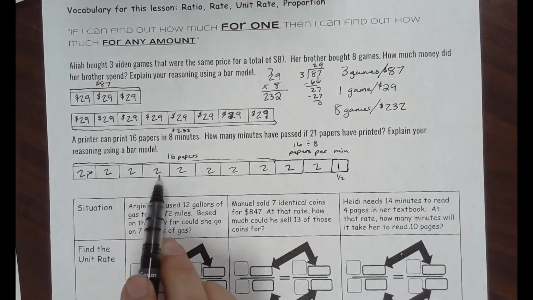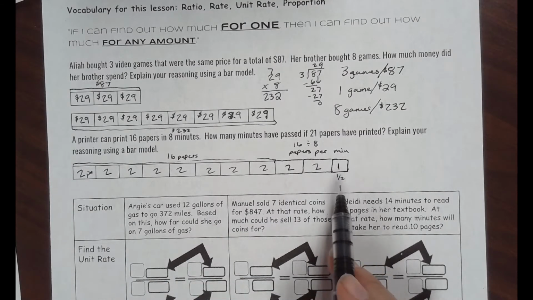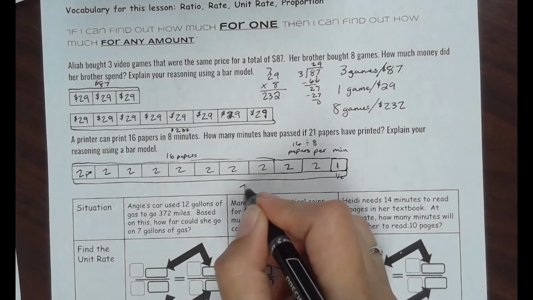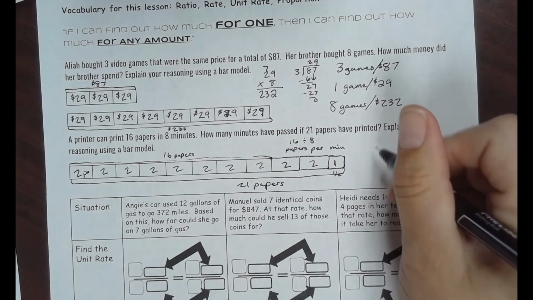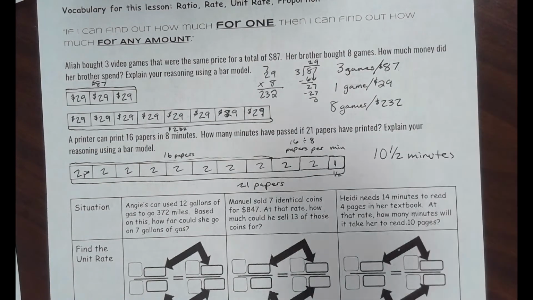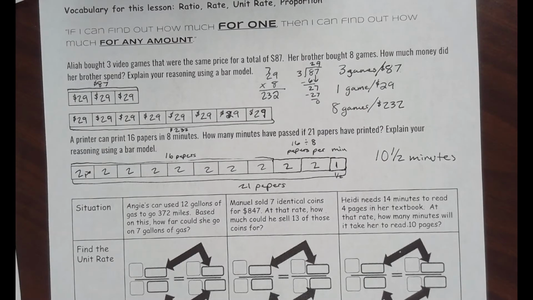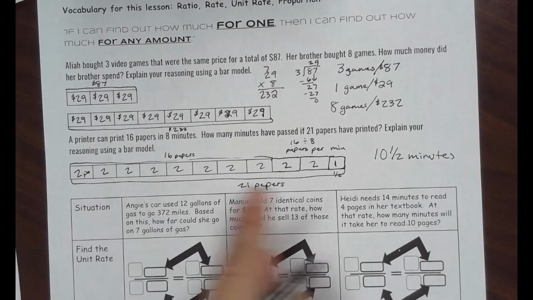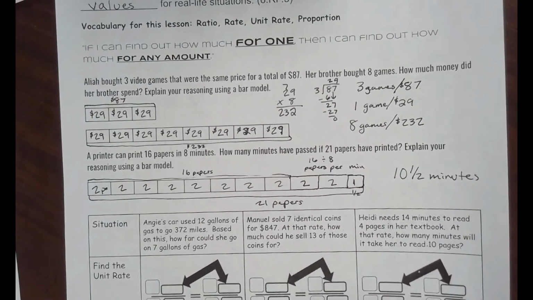So how many minutes have passed? 1, 2, 3, 4, 5, 6, 7, 8, 9, 10 minutes and half of another minute. So for 21 papers, that would mean it took 10.5 minutes. Okay, see how we can find by finding the ratio, the unit rate for 1. So for every 1 minute is 2 papers. I can use that to figure out any amount. Okay, that's how to look at a bar model.